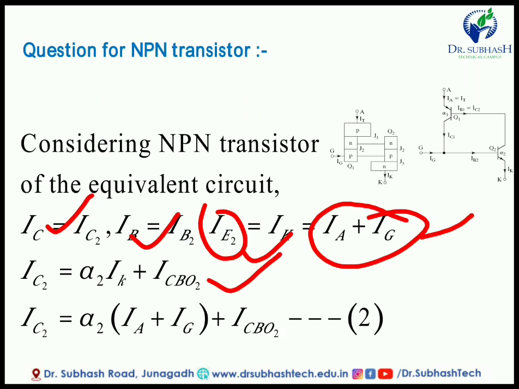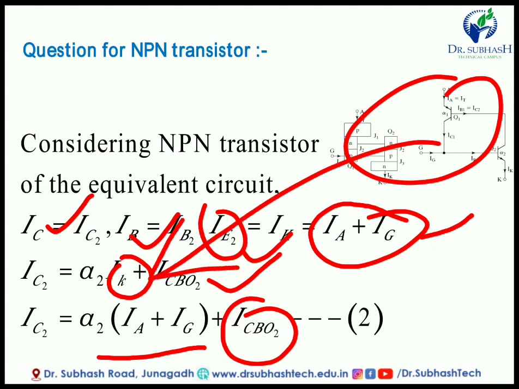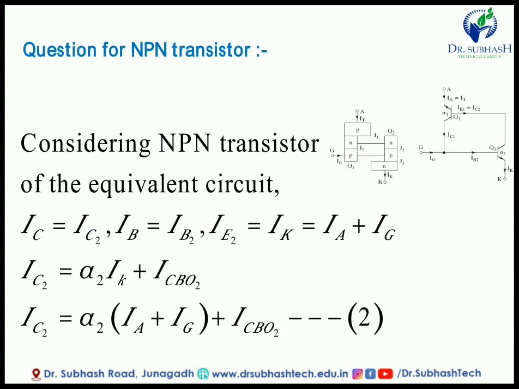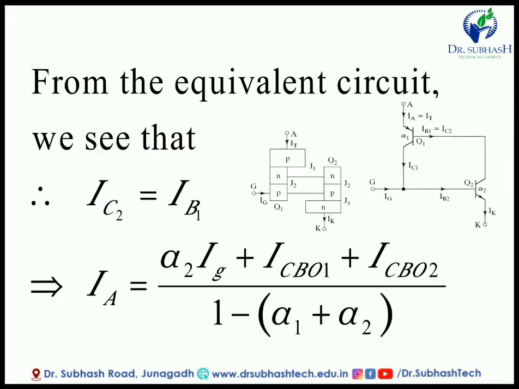So we can directly say that IC2 is equal to alpha 2 (IA plus IG), because IK, the cathode current, is nothing but IA plus IG, plus ICBO2. So this is equation number 2. When we put all these values in this equation, then we will get the IC2. Now we have equation number 1 and equation number 2. Now from the equivalent circuit, we see that IC2 is equal to IB1.